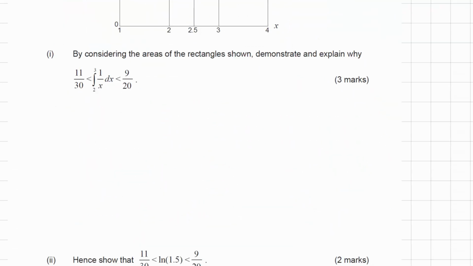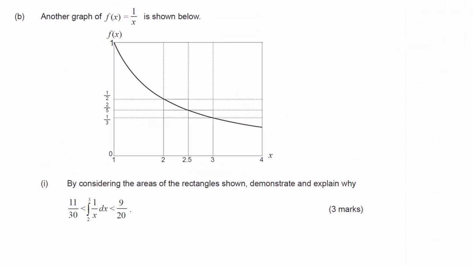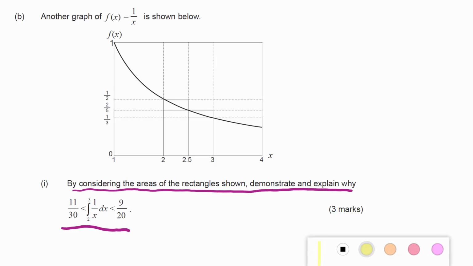Okay. So we've got another graph shown here. By considering the areas of rectangles shown, demonstrate and explain why the integral of 1 over x from 2 to 3 is between 11/30 and 9/20. Now, let's just first think about the area from 2 to 3. That's going to be the area that I'm currently shading in yellow, like this.